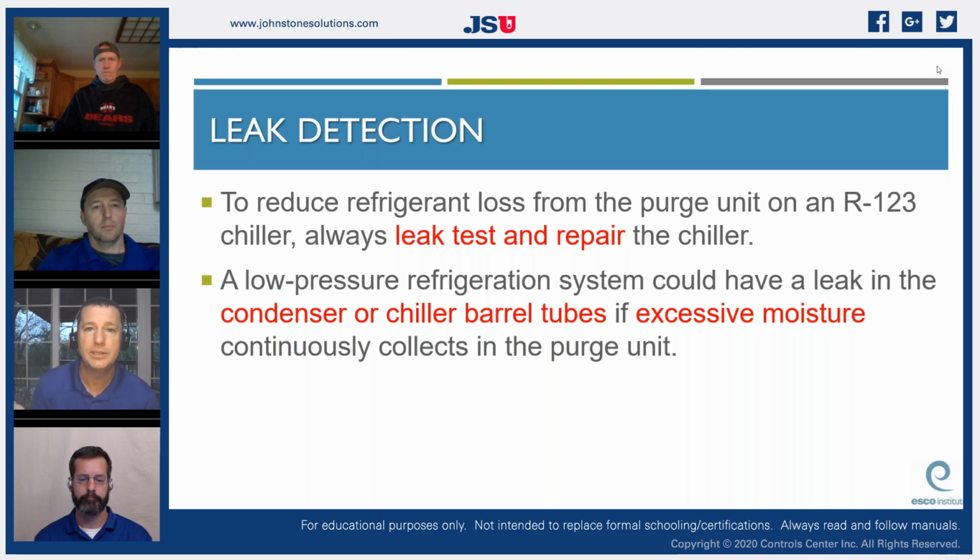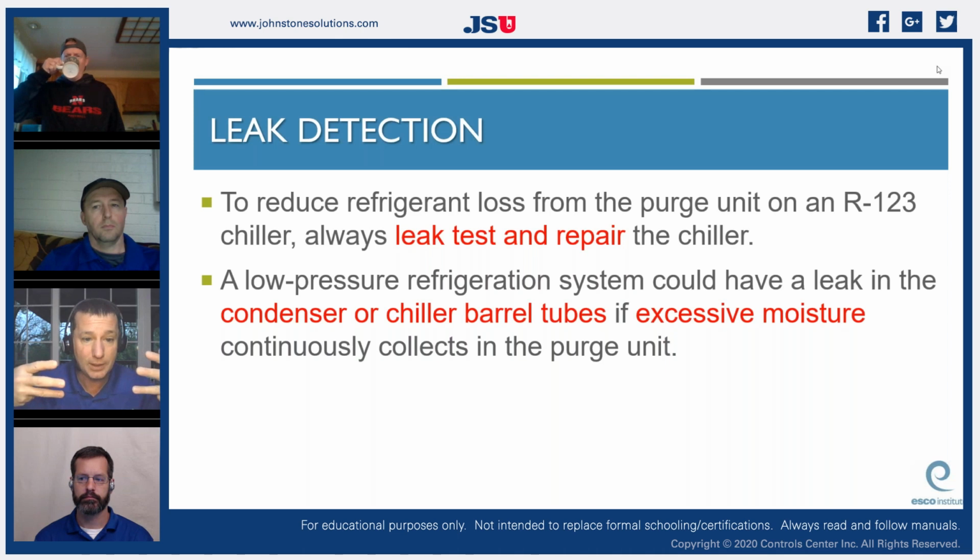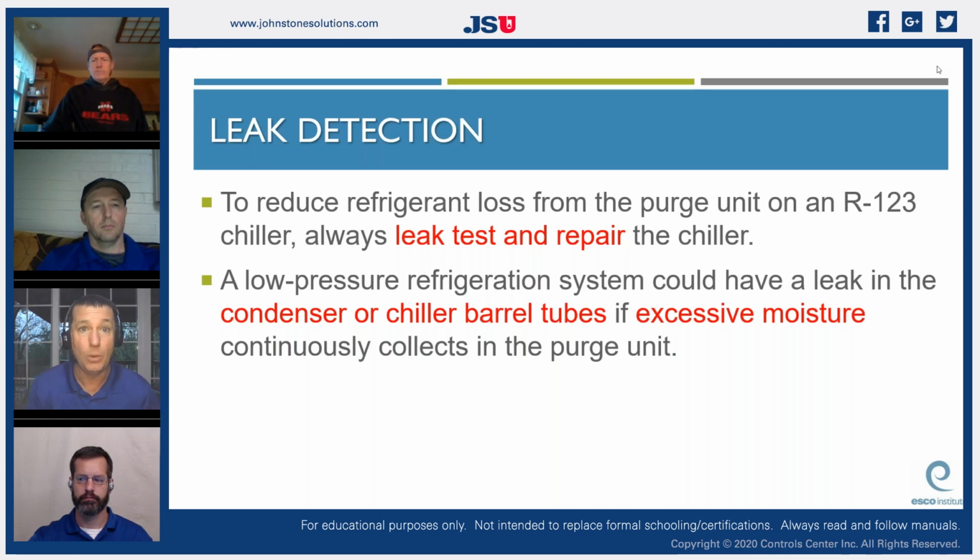A lot of these modern purge units are actually measuring the moisture content in the air that it's releasing. Because if it's a tube and shell, I've got liquid passing through either my tube or my shell, depending on the design of it. So if I leak in my tube and shell heat exchanger, it's got water in it or glycol, and it's going to pull that into our system.